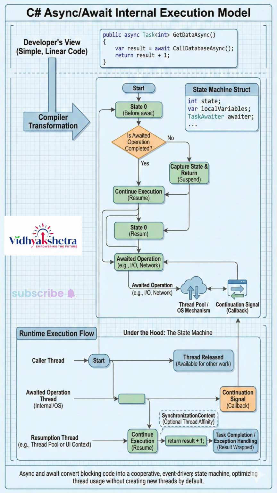The continuation tells the state machine to resume execution from where it left off. If a synchronization context exists, such as in UI applications or ASP.NET prior to core, the continuation is posted back to the original context to ensure thread affinity. In ASP.NET Core, which does not use a synchronization context, the continuation may resume on any available thread pool thread.